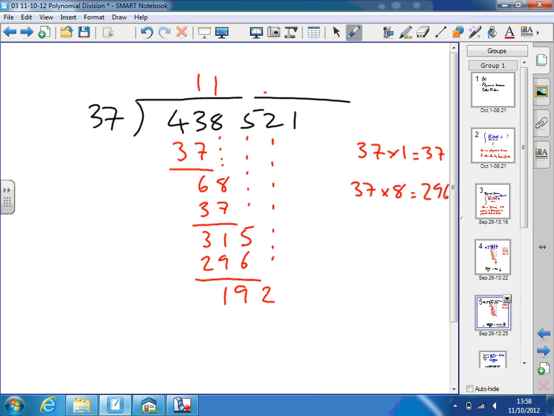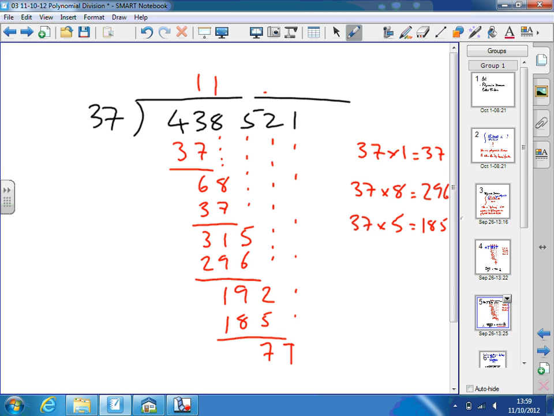2. 37 into 92, well, 10 is 370, so 5 is half of that. Yeah, 10 is 370, so half of 370 is 185. So that goes underneath here. Work out the remainder, which is 7. Bring down the next digit, 1.